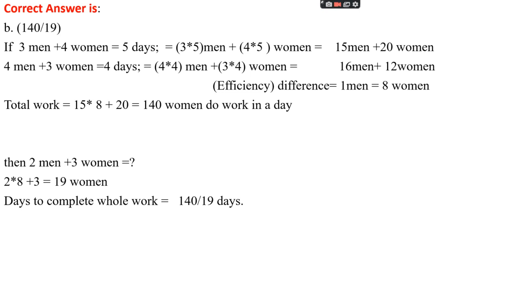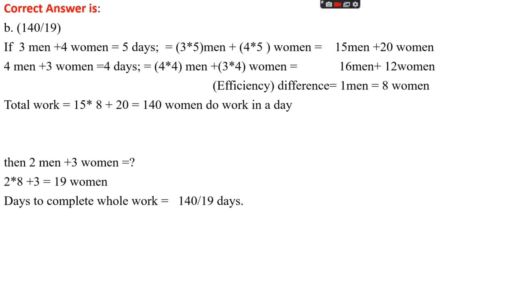If we take the differences to find the efficiency ratio, that is 1 man is equal to 8 women. To find the whole work in terms of women or in terms of men, put that efficiency ratio in either one of the equations. So in this equation I will replace the men with women. In the first equation, the total work will be 15 into 8, since 1 man is equal to 8 women, plus 20, which is equal to 140 women.